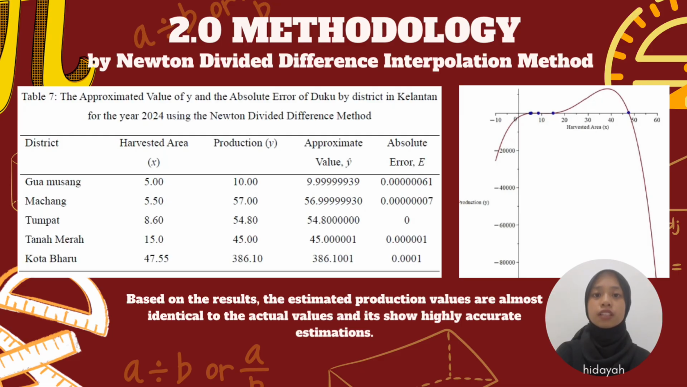The graph illustrates the relationship between harvested area and production as represented by the interpolation polynomial. The blue points represent the original data, while the curve represents the interpolating polynomial. We can see that the curve passes through all the data points, demonstrating that the interpolation model accurately fits the dataset. This confirms that the polynomial obtained from the Newton divided difference method is consistent with the observed data.